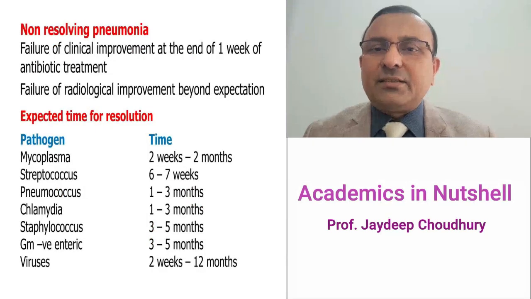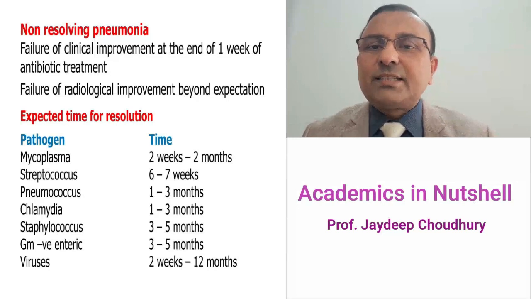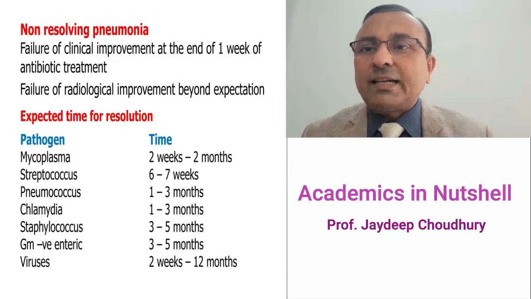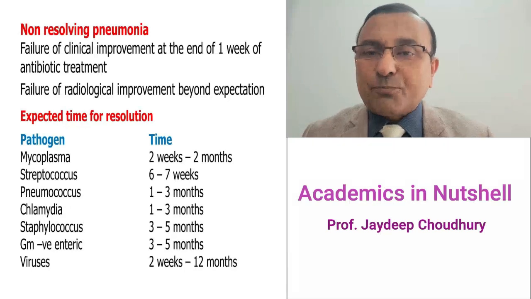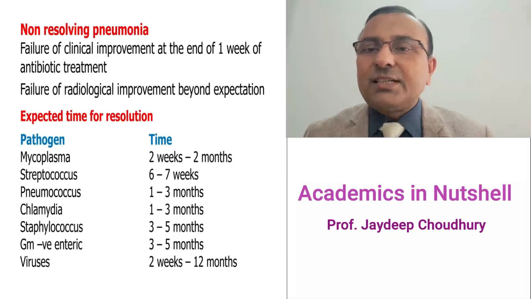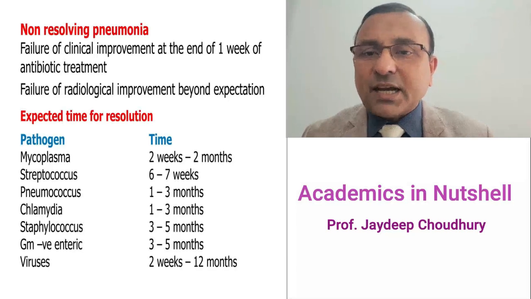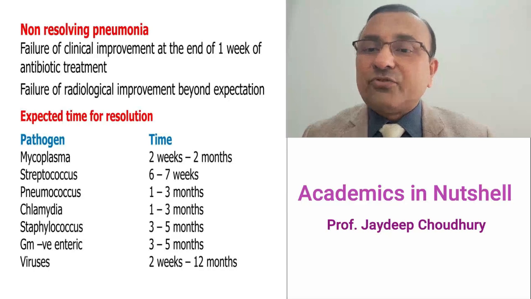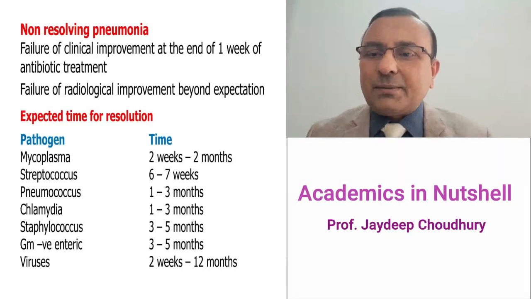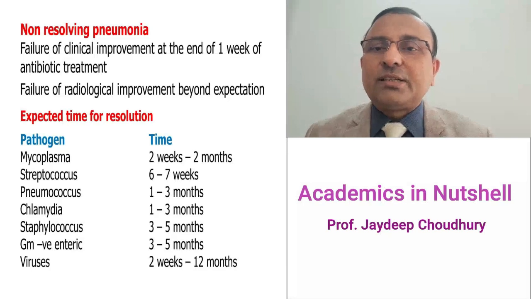Now, by definition, a non-resolving pneumonia is failure of clinical improvement at the end of 1 week of appropriate antibiotic treatment, or failure of radiological improvement beyond the expected time of resolution, and that varies from different organisms. Like Mycoplasma, it's about 2 weeks to 2 months. For pneumococcus, 1 to 3 months. For gram-negative enteric, it may be 3 to 5 months. And some viruses may take up to a year for radiological resolution.